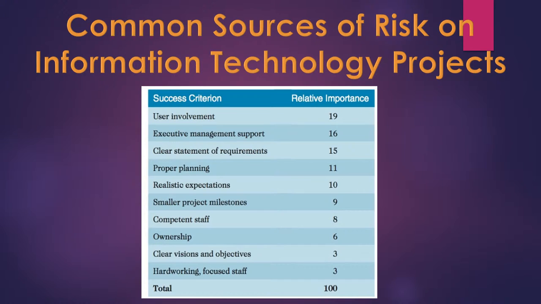Common sources of risk on information technology projects. In order of relative importance of this list over here, the first five are fundamental. User involvement, this is huge. Some companies have spent thousands and even millions of dollars on information technology projects only to find out that users will not use the technology. They will not get engaged, they will not get involved with the technology, and therefore the project would fail.